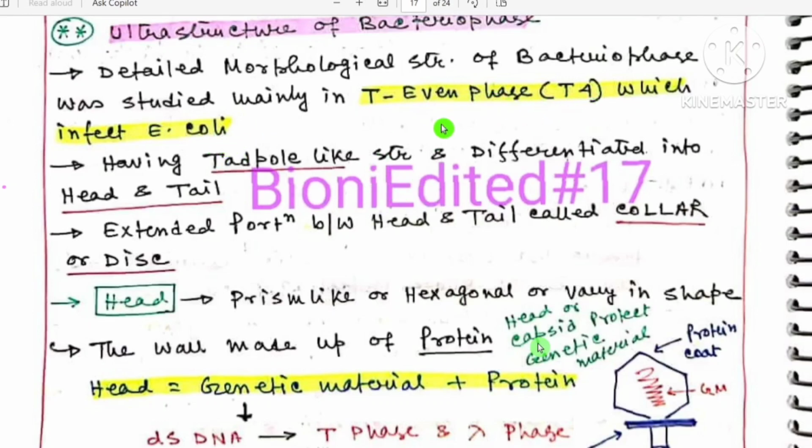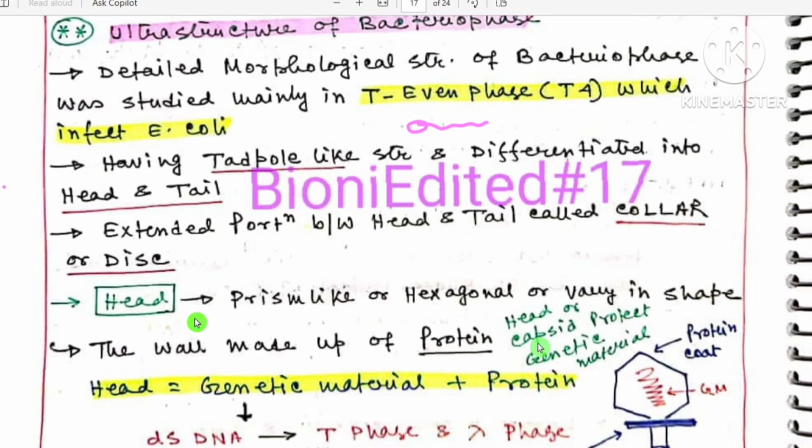Detailed morphological structure of bacteriophage was studied mainly in the T-even phage, or the T2 phage, which infects E. coli. Here we will discuss the structure of the T4 phage because its detailed structure was studied. This bacteriophage has a tadpole-like structure. Tadpole means the larval stage of a frog. It looks like the larva of a frog, and for this reason it is known as a tadpole-like structure. Their body is differentiated into head and tail, and the extended portion between head and tail is called the collar or disc.